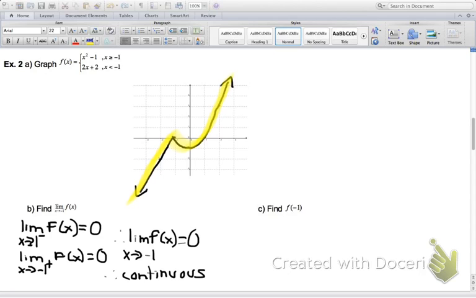So in part C here, we want to look at when our value of a is -1, or value of x. So f(-1). We can just sub that -1 into our equation here, or you can look at it on the graph. And you notice on the graph here, our point is at (-1, 0). So therefore, f(-1) is going to be equal to 0. And again, we know this is continuous.